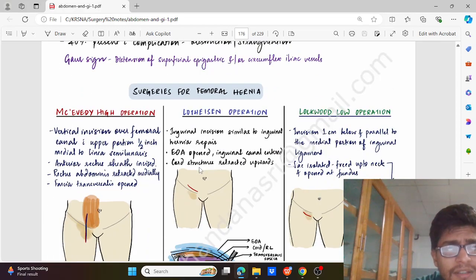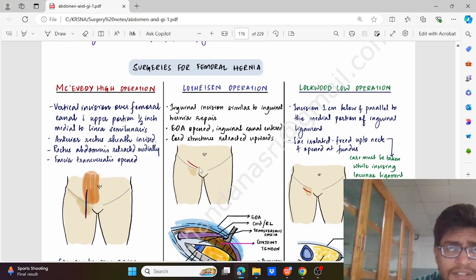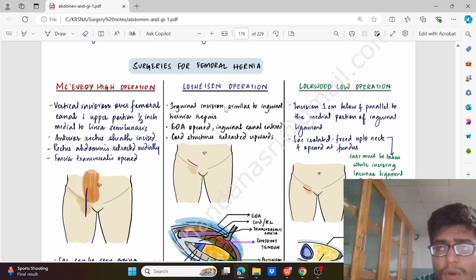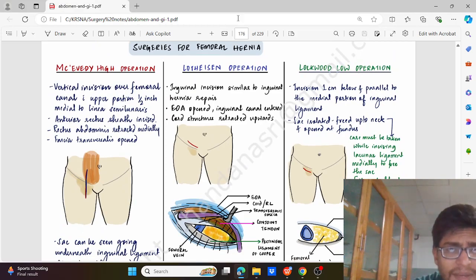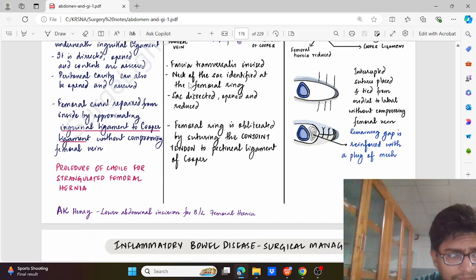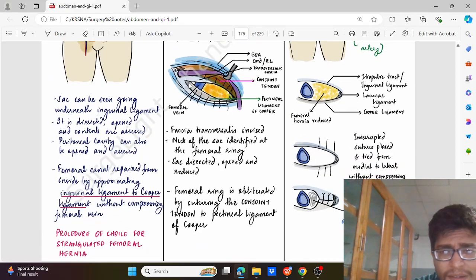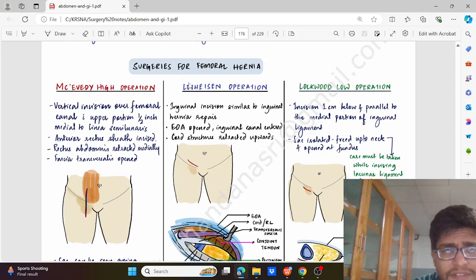Now the clinical aspects of the surgery, that is surgical details. We have three surgeries, that is the McEvedy high operation, the Lotheissen operation and the Lockwood low operation. We'll see them one by one in detail. So first we see the Lotheissen operation, where we give an inguinal incision, which is similar to inguinal hernia repair.